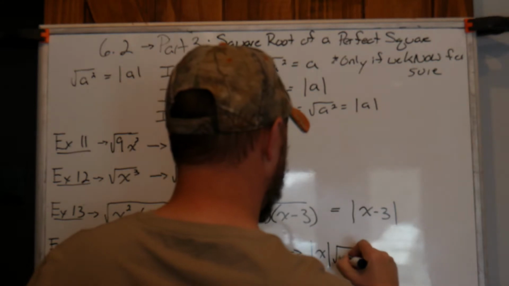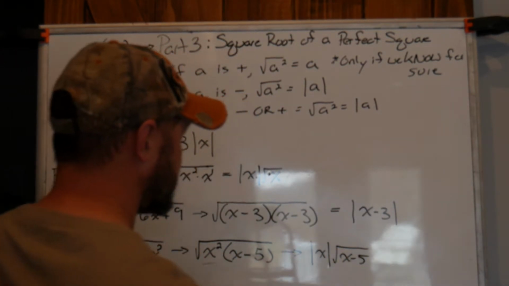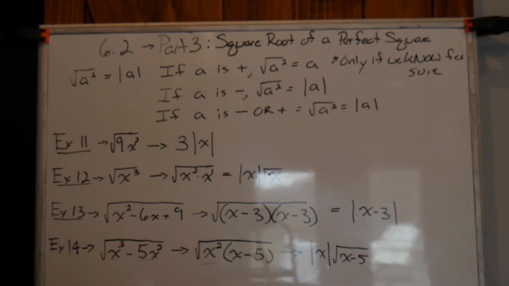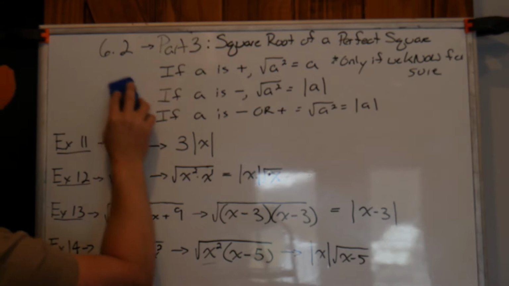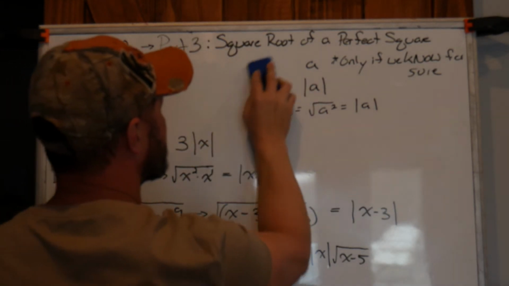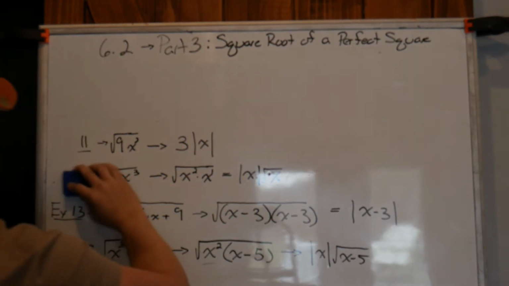Then there is no perfect square for x minus 5. So I just leave it. I leave it under the radical sign. Anything that's not a perfect square, we just leave as is. Any perfect square we pull out and put inside absolute values unless it's a scenario where they give us a value that we know for sure. And if it's positive, then we can leave out our absolute value brackets.